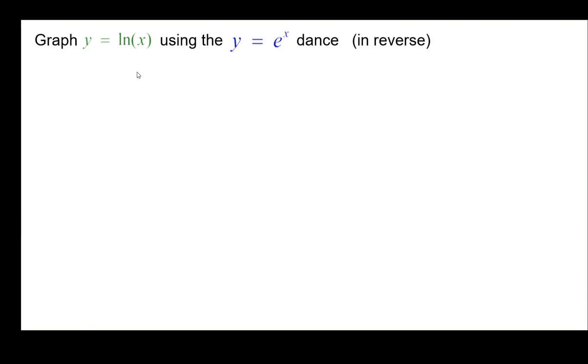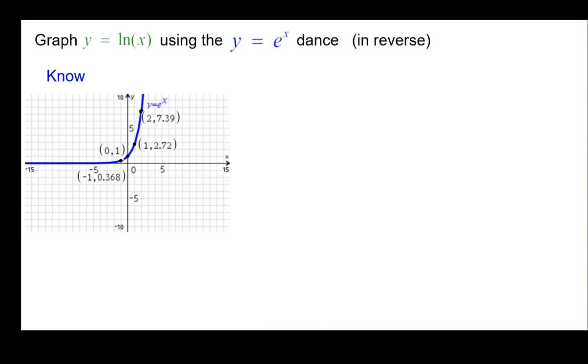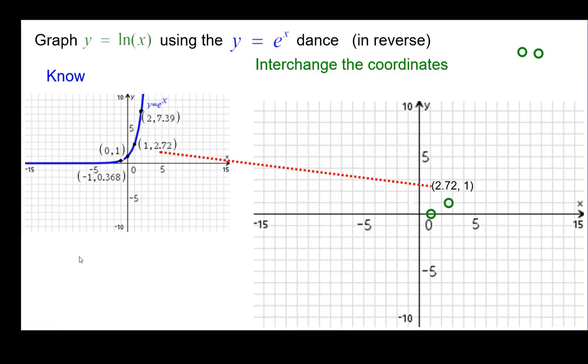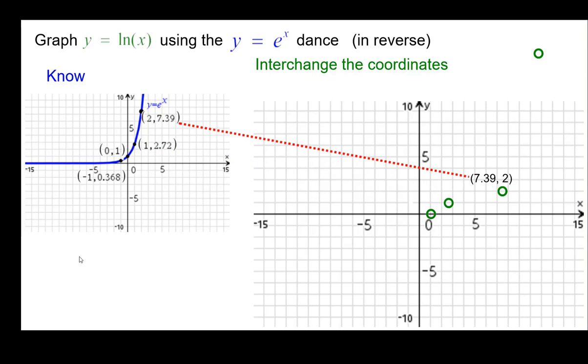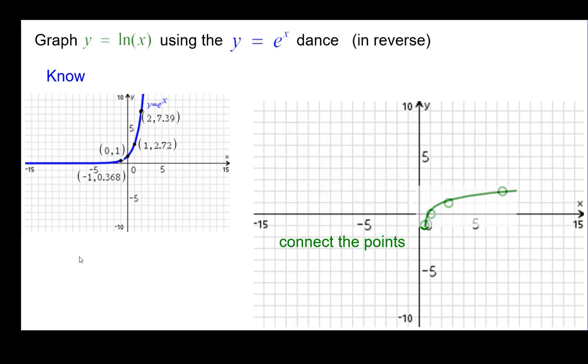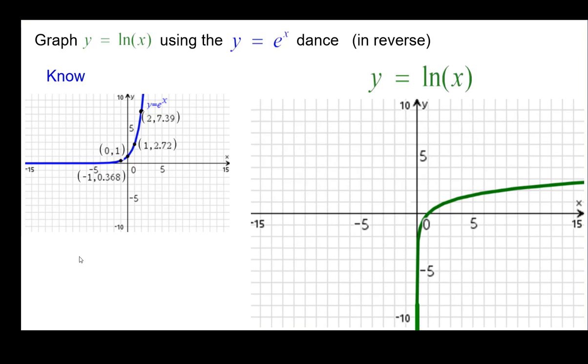So we're going to graph the natural log using the exponential function dance in reverse. So we know these, interchanging the coordinates. I usually like to start with the intercepts. So 0, 1 goes to 1, 0. 1, e goes to e, 1. 2, e squared goes to e squared, 2, and then the reciprocal of e. So those are our 4 key points. We can go ahead and connect the points and make it look like the graph of y equals natural log of x should be.